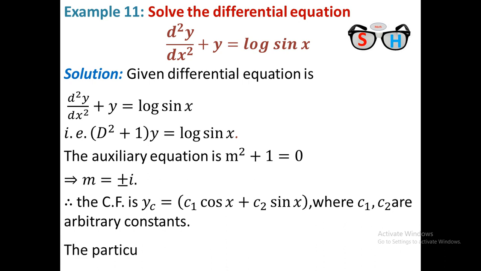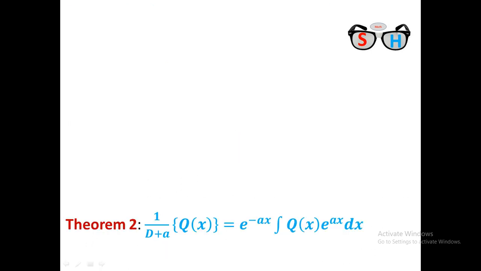Now we have to find the particular integral. The particular integral will be 1 by f(D) of Q(x). Here f(D) is D square plus 1. Therefore 1 by f(D) of Q(x), where Q(x) is log of sin x. Now you have to calculate 1 by D square plus 1 of log of sin x.